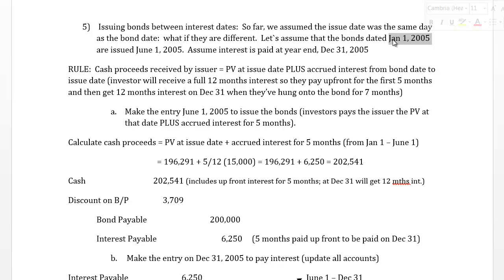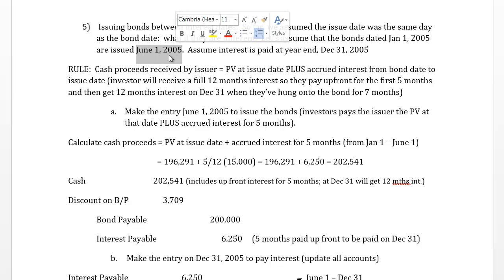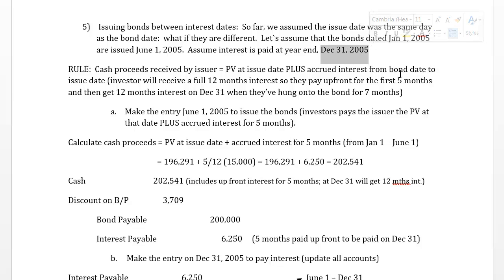But the idea here is that even though this is the date they're dated, it's not normally the case that they're all issued on the date they're dated. They might be dated this date, but the sales may not be complete to the investors until a later date. So I'm going to assume that the sales are taking place after the bonds are actually available to be purchased, and then once they're fully subscribed or paid for, they're issued on June the 1st. So we have a bond date of January 1st, which is different than the issue date, June the 1st. They're still going to assume, as we did previously, that interest is paid at the end of December every year.